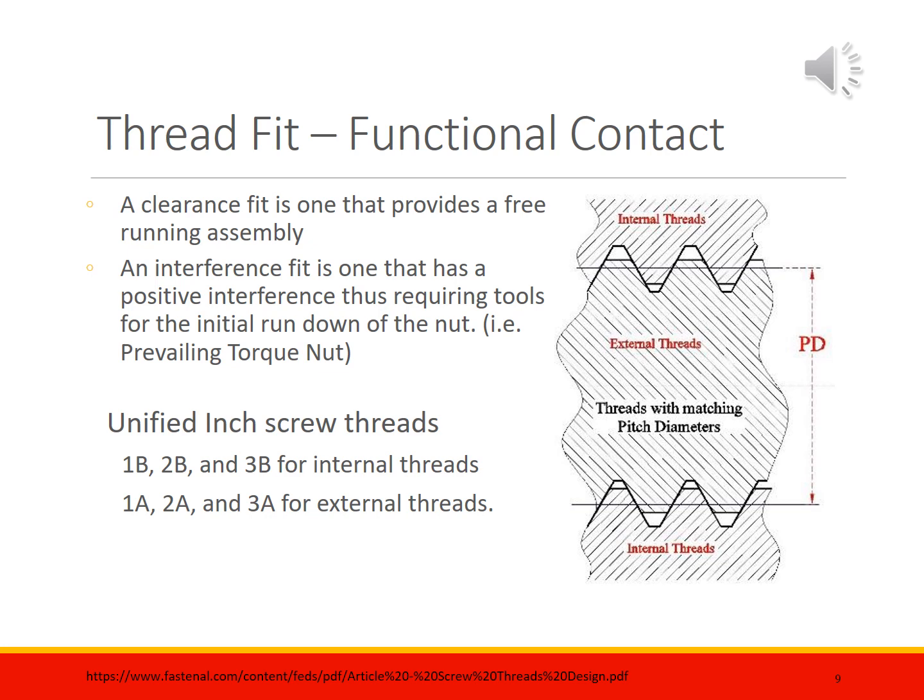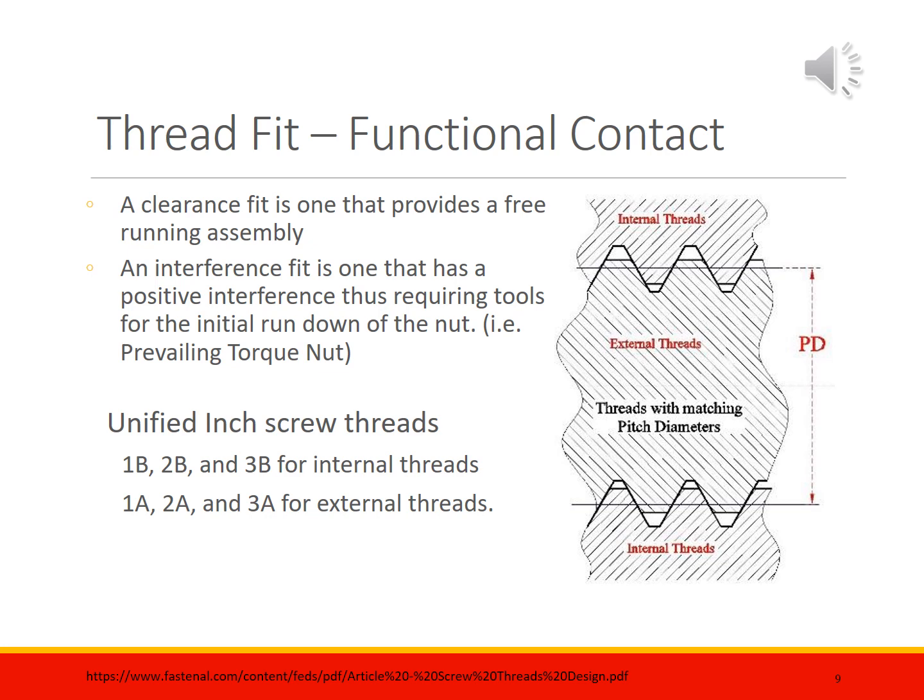An interference fit is different, right? There's a positive interference or some kind of frictional component requiring tools for the initial rundown of the nut. Those are typically lock nuts or prevailing torque nuts. Okay, for this lecture and for our class, we're going to focus pretty much entirely on free running fits, things that go together without a prevailing torque.